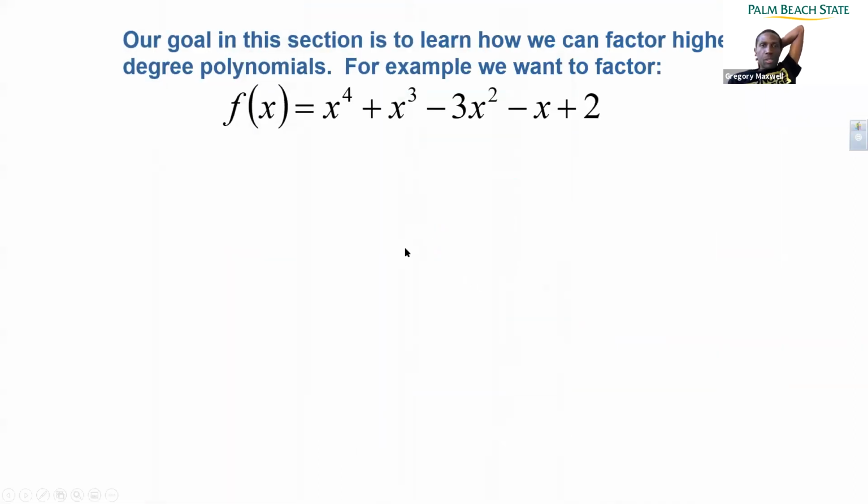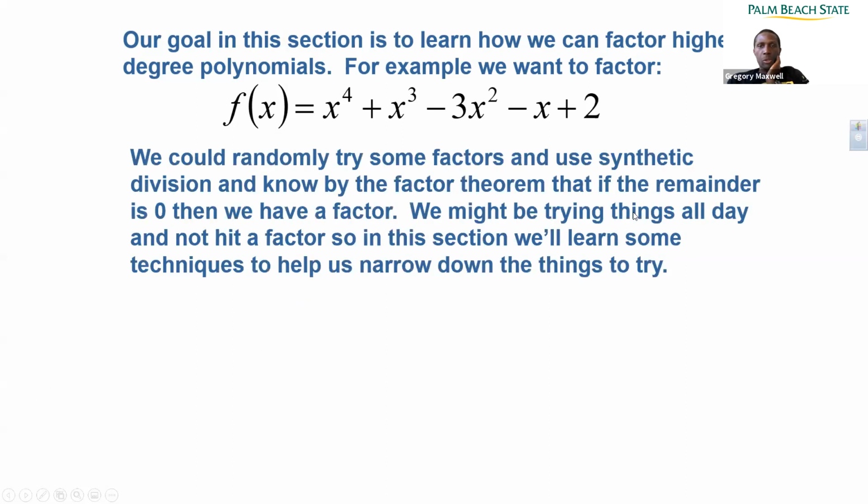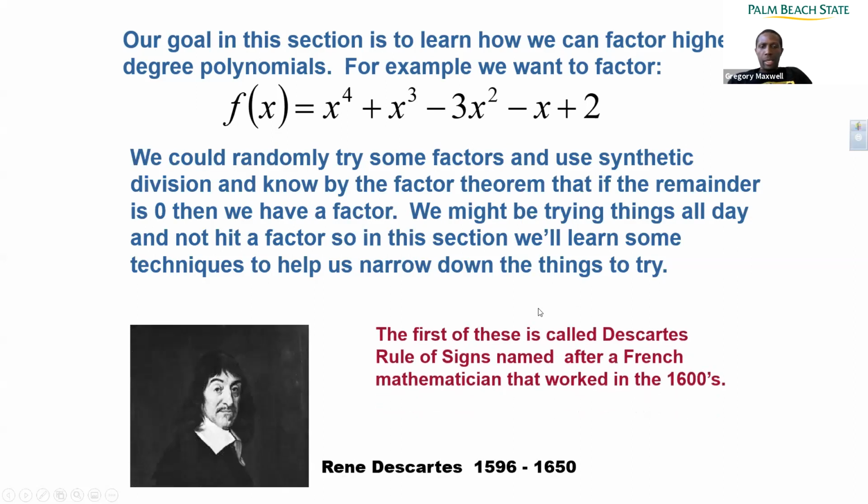All right. So the goal of this section is to learn how we can factor higher polynomials and thereby identify the real and the complex zeros. The first rule is Descartes' rule of signs. Descartes' rule of signs helps us figure out how many roots of a certain type there are.